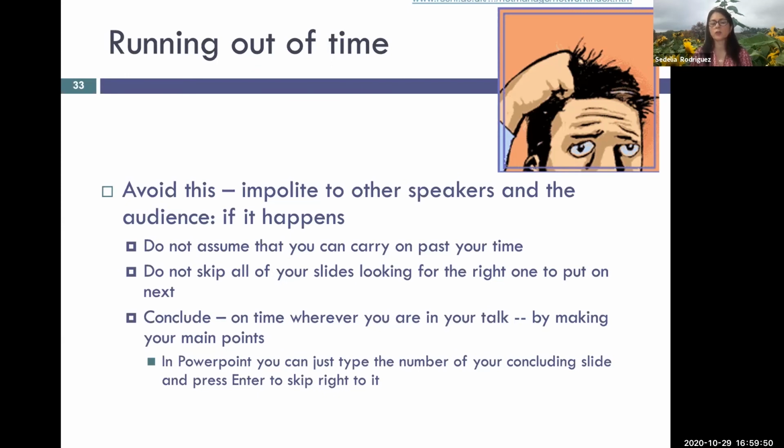And in PowerPoint, you can just type the number of your concluding slide and press enter to skip right to it. So don't just keep moving around and confusing the audience, but definitely try to stay on time. That's why you want to practice your presentation, so that you do stay within those 10 minutes.